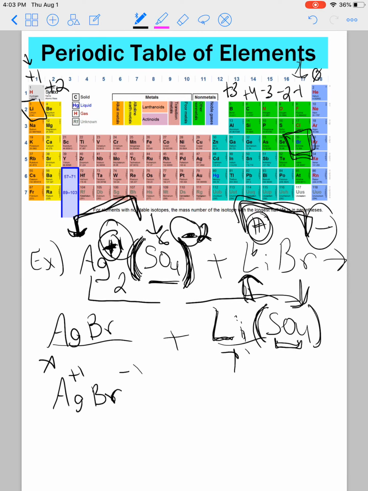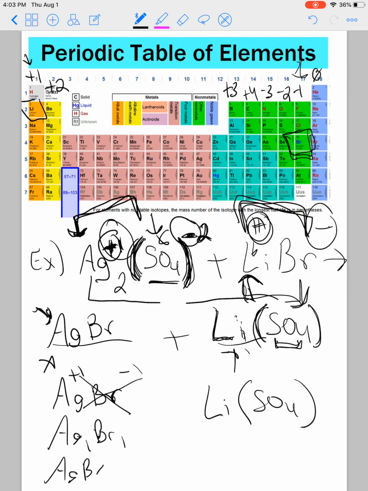And then I'm going to switch the numbers. Bring the 1 here, bring that 1 here to give you Ag1, Br1. Remember, we typically don't show the 1s, so it's just AgBr. So it's already written correctly, so that worked out well for us. Now let's look at LiSO4. Okay, Li, I found its charge to be +1. SO4's charge is a polyatomic.